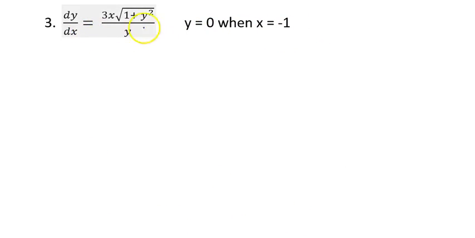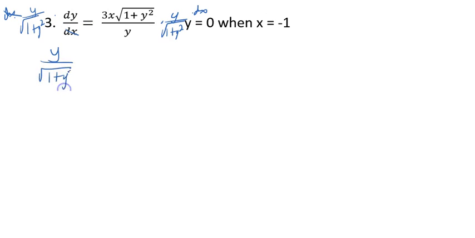Alright, example 3. They've given us a much nastier equation. We're plugging in 0 for y and negative 1 for x. But if you will just think about it, to get the y part to the other side, you want to flip and multiply. So I'm going to get that to the other side that way. And again, multiply by dx so that it moves to the right side. And so I have y over the square root of 1 plus y squared dy.